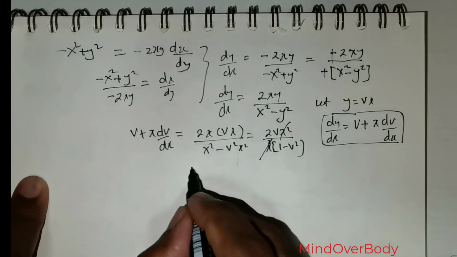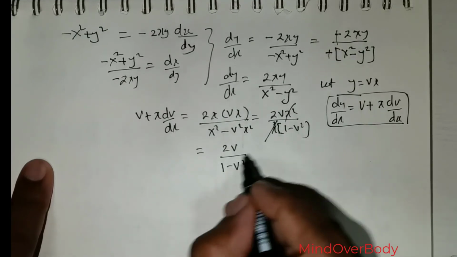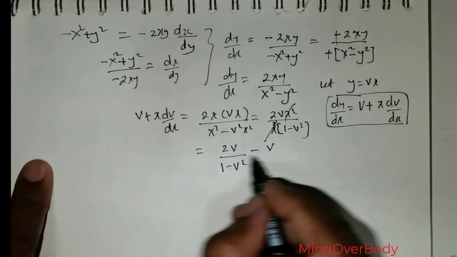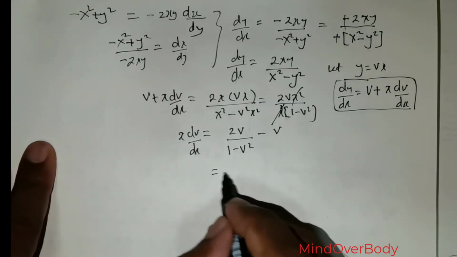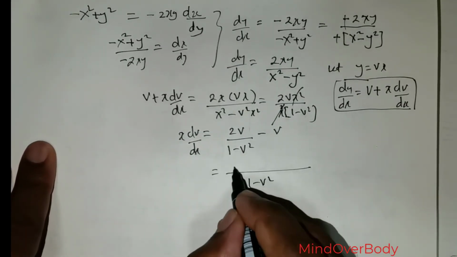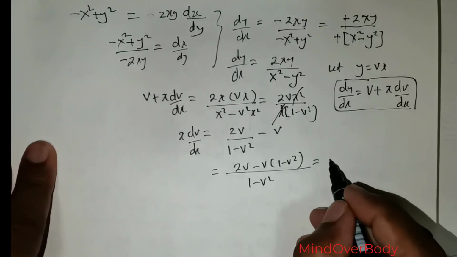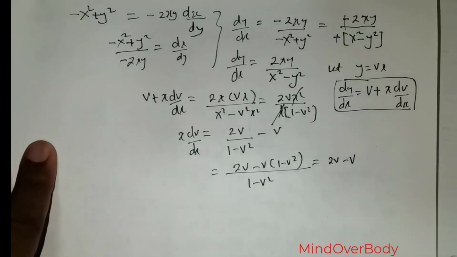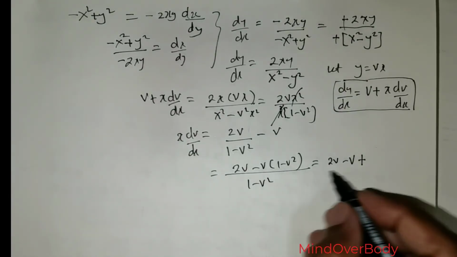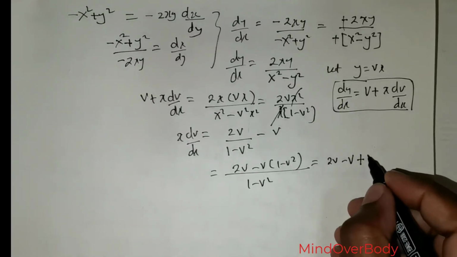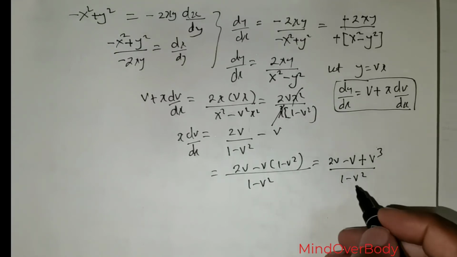I can cancel the x squared out. So this is going to give me 2 times v over 1 negative v squared. And I can push this v, I get a negative v there. So it's going to be x times dv over dx. Now if I were to take the LCM, I get 1 negative v squared, 2v negative v of 1 negative v squared, which is 2 times v negative v. This is going to be a positive, negative negative positive, v times v squared. That's going to be v raised to the power of 3 divided by 1 negative v squared.